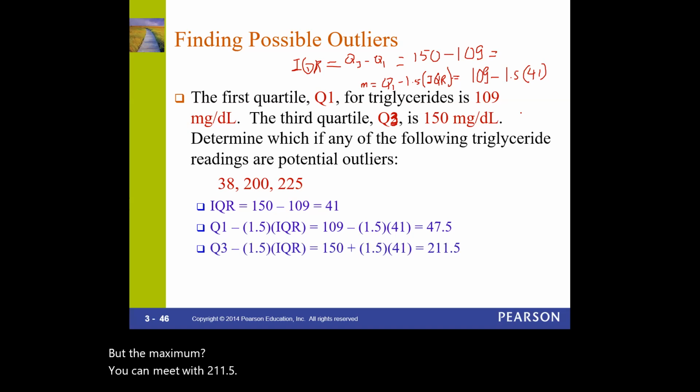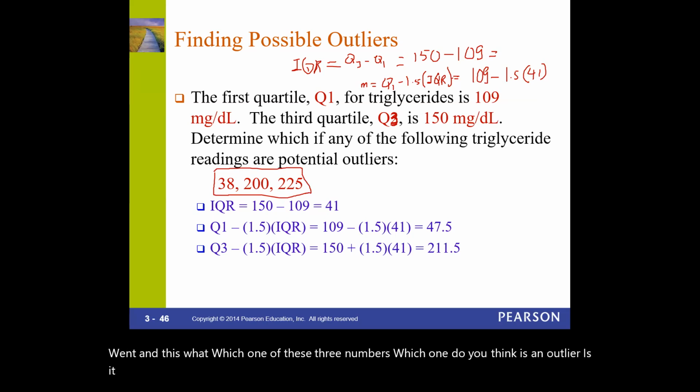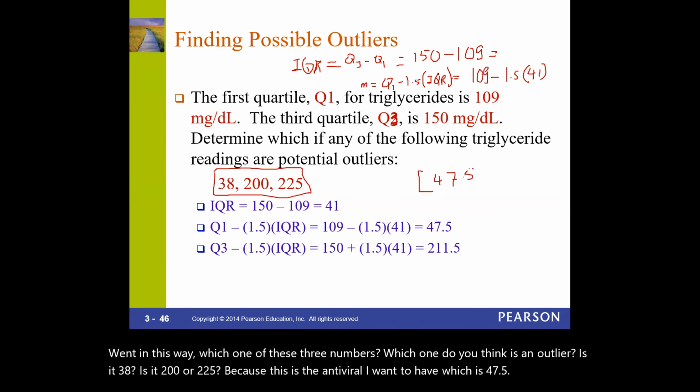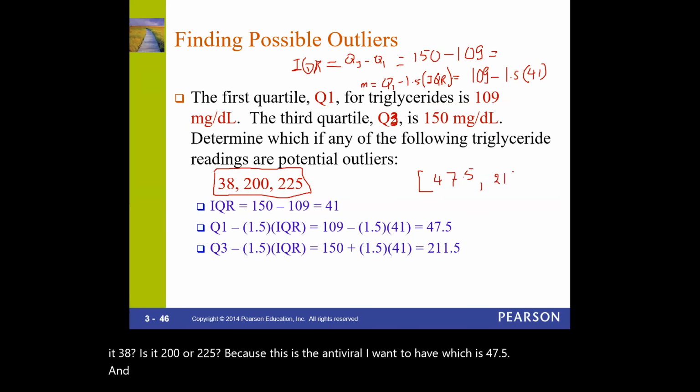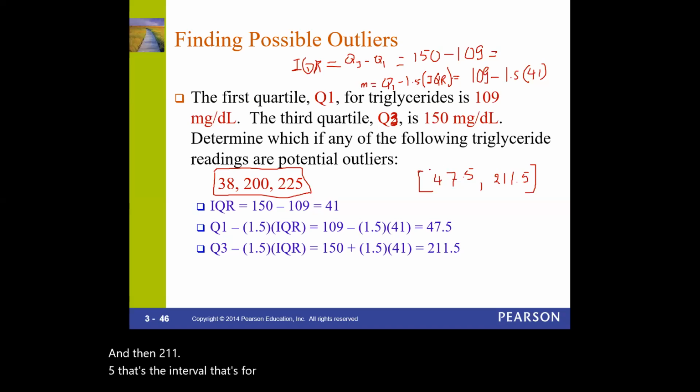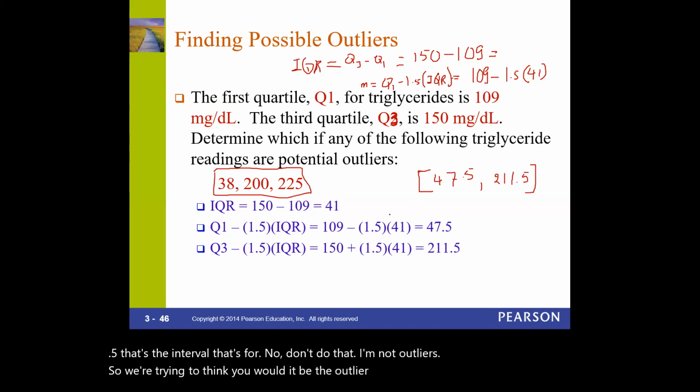Now this question is asking which of these three numbers you think is an outlier. Is it 38? Is it 200 or 225? Because this is the interval I want to have, which is 47.5 and 211.5. That's the interval for those that are not outliers. So which one do you think will be the outlier here? Is it 38, 200?